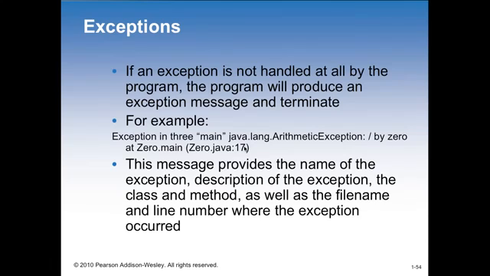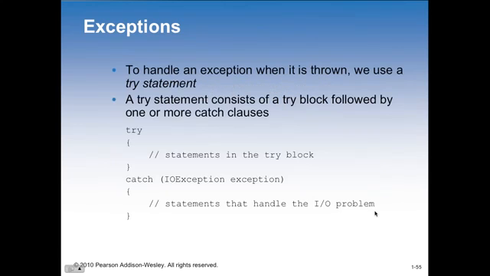The message provides the name of the exception, a description of the exception, and the class and the method that the exception occurred in, as well as the file name and the line number where the exception actually occurred, which makes it handy. So, to handle an exception when it's thrown, you're going to use a try statement, which consists of a try block followed by one or more catch clauses. This is very similar actually to C++.